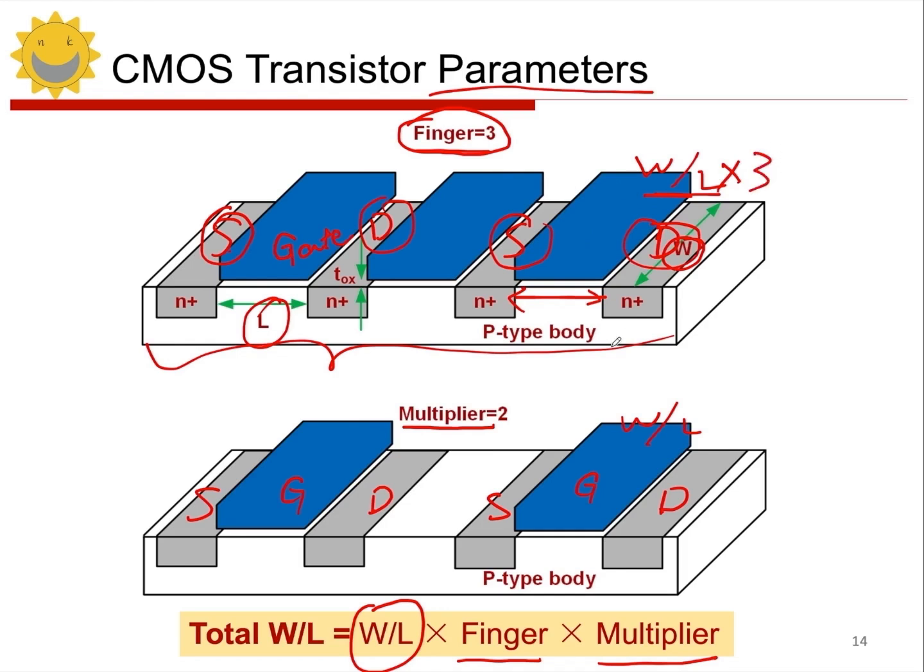Now, if I add another multiplier equal to 2 on top of that, what does it mean? It means I need to copy this entire setup again, right? So I copy it and connect the corresponding ports in parallel. This means we multiply by 2 again, resulting in a total width to length ratio of 6 times W/L.